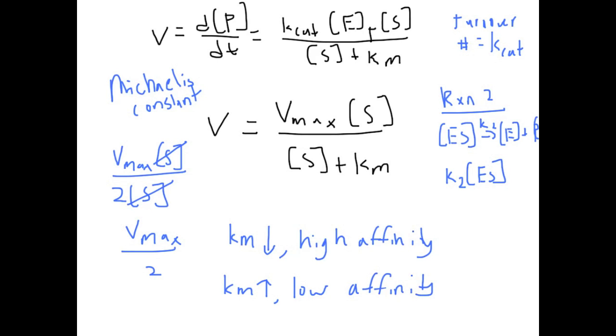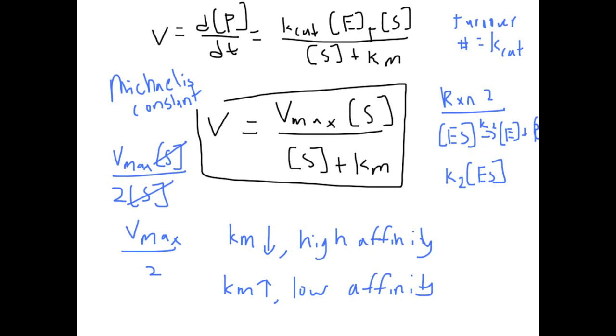Well, that's the Michaelis Menten equation. Velocity equals Vmax times S divided by S plus Km.